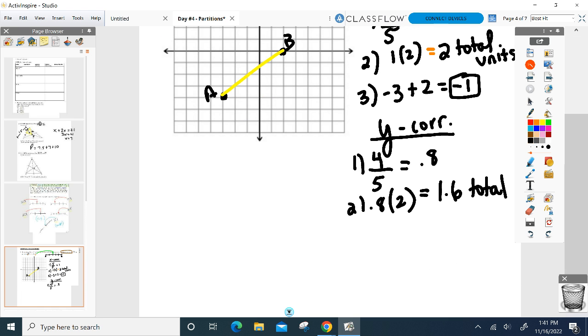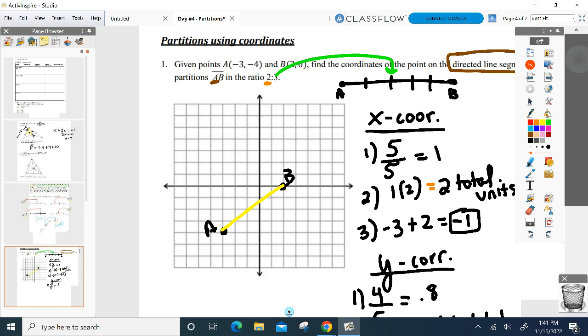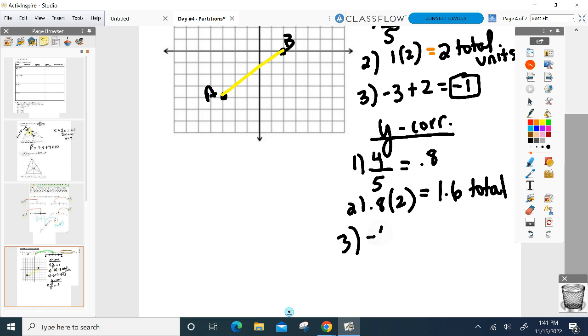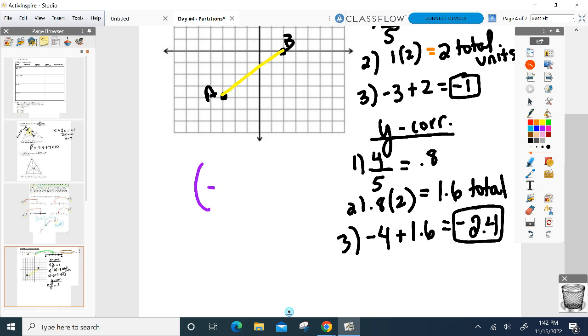So 1.6 units from, what's my starting point? What y-coordinate did I start from? -4. So from -4, I'm going to add 1.6, or go 1.6 in the positive direction. And where do I end up on the y-axis? -2.4. So my final answer, the point on that line segment that will break it up into 2 to 3, is -1, comma, -2.4. That is the point that will break it up.